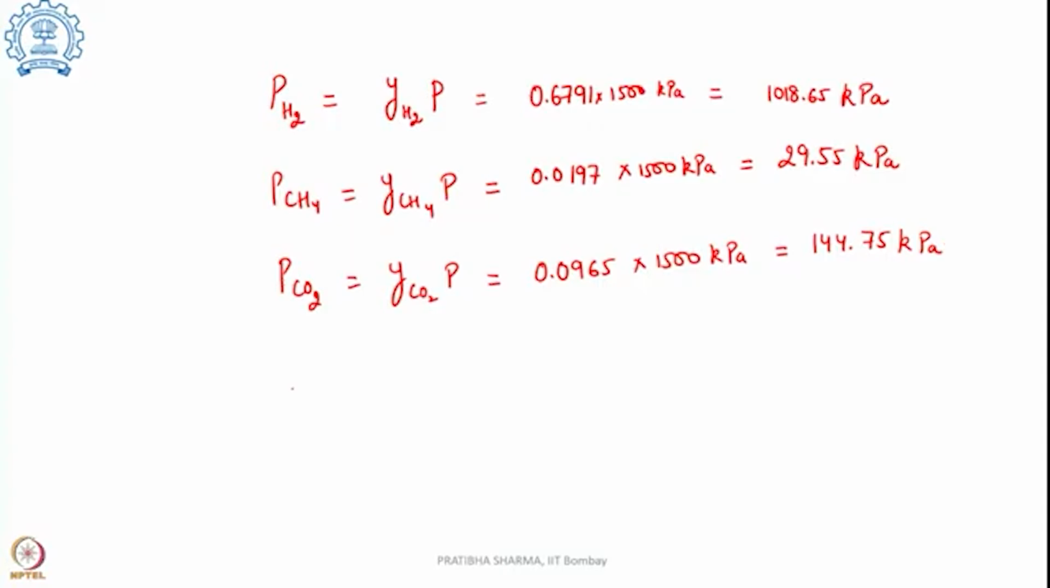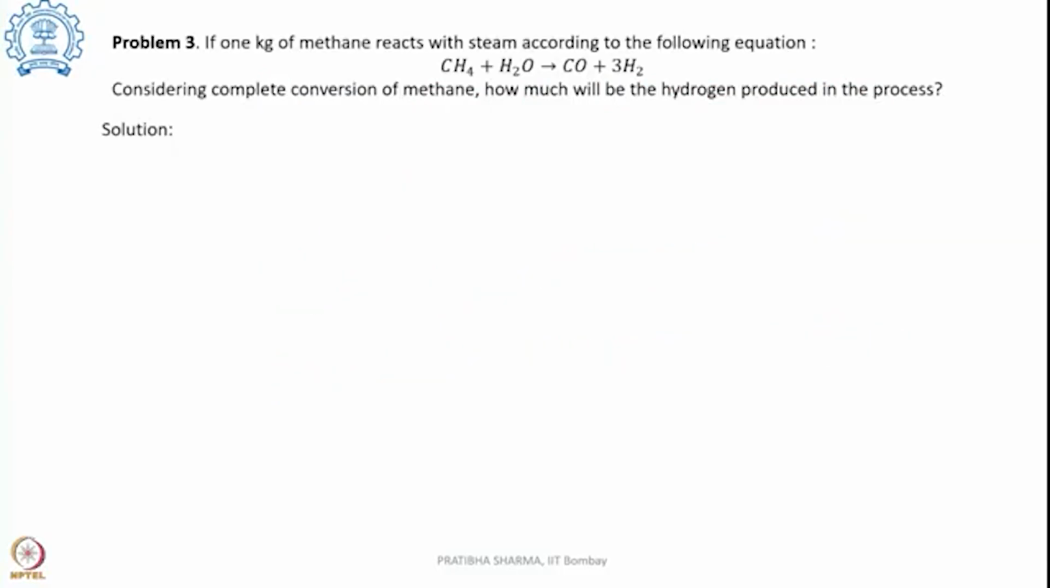And same way we can find out for the last species, that is the CO in the problem, its mole fraction and the total pressure. Given that the mole fraction is 0.2047 into 1500 kilopascal, and that makes it 307.05 kilopascal. So, it is very simple. So, we are trying to build up the foundation to do the problems on the reforming reaction.